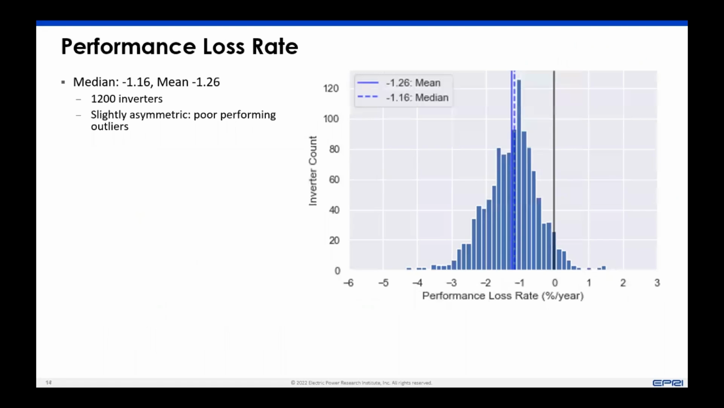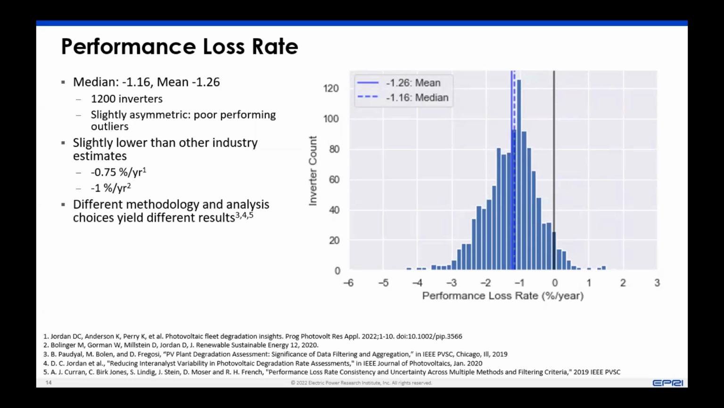So here are our preliminary results. Regarding performance loss rate, what we got was a median of 1.16 and a mean of 1.26. That's based on 1200 inverters.